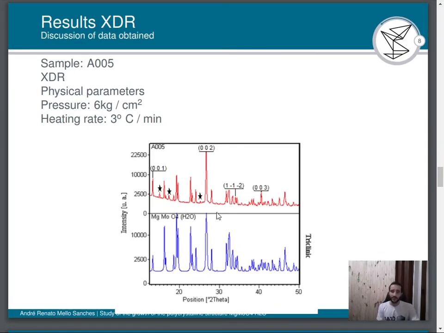Another result related to the change in intensities of some diffraction peaks is reported, demonstrating that the synthesis through the hydrothermal method assisted by microwave influences the preferential growth of the crystallographic planes. Note that in the planes 001, 002, 1-1-2, 003, the intensity is becoming greater in relation to MgMoO4·nH2O, the triclinic phase, demonstrating the preference in the growth related to the crystallographic orientation.